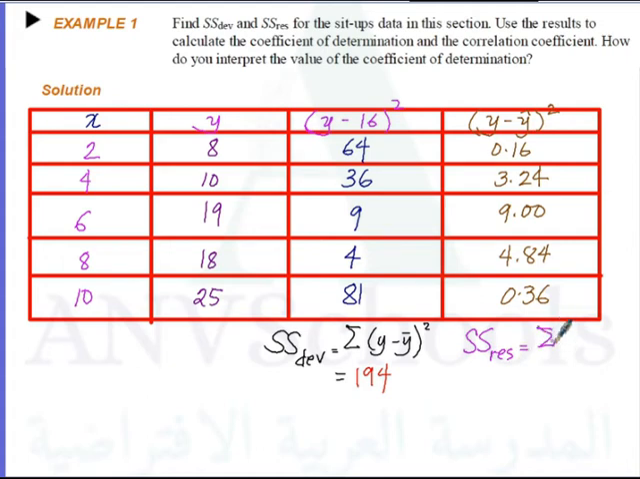Okay? And for the squares of the residuals, SS res, that's just the summation of your y minus y hat square. And in this case, it will give us 0.16 plus 3.24, it's 17.60. Okay, and this is the minimum, which gives us the best fit line for our data.